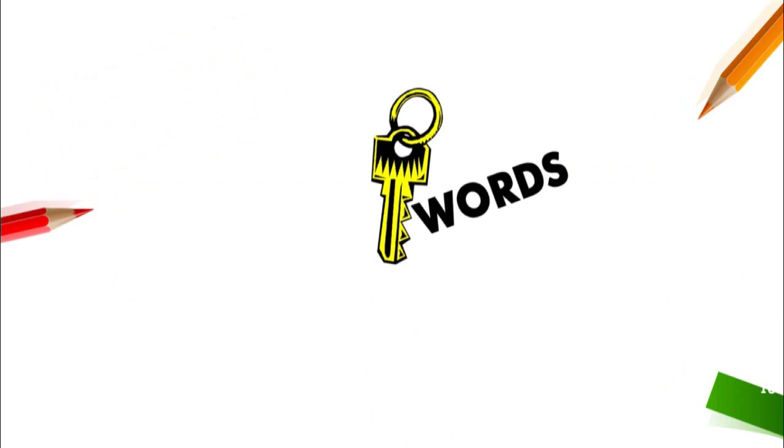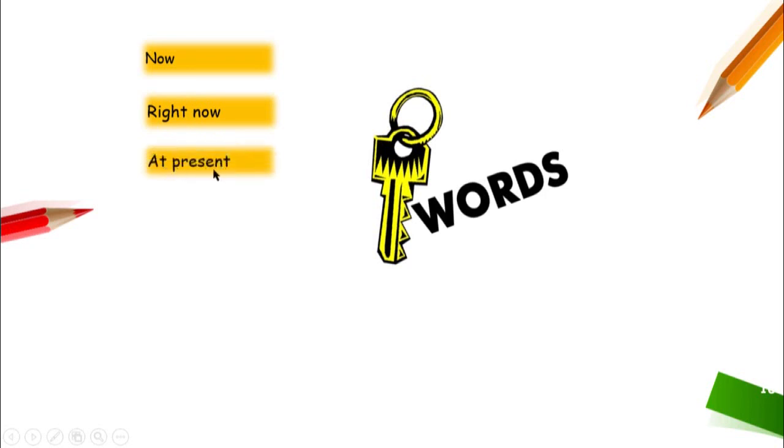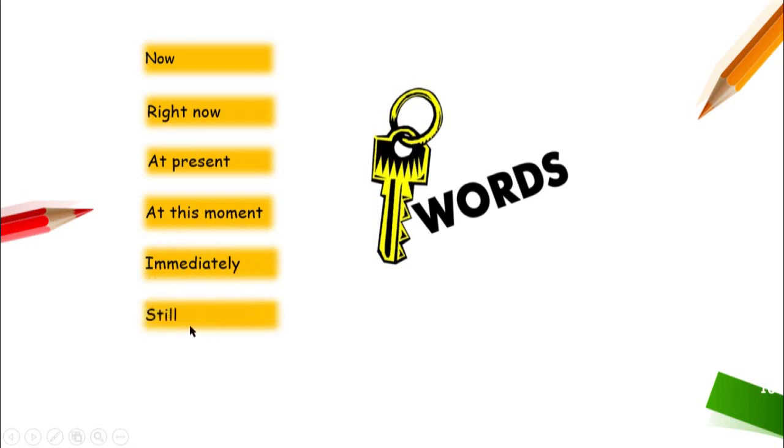So here, we have some keywords to identify that this situation is happening right now. Some examples of these keywords are: now, right now, at present, at this moment, immediately, still, listen, look. Okay, these are some significant keywords to identify that this sentence is talking about an action that is happening right now.